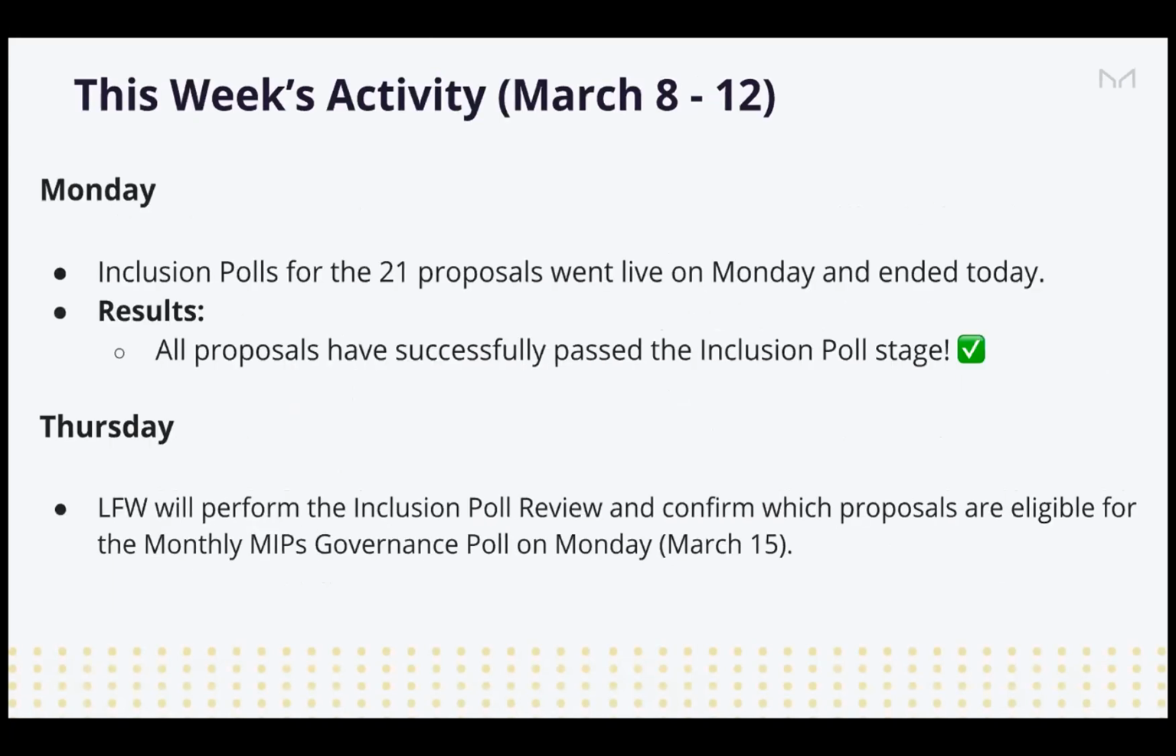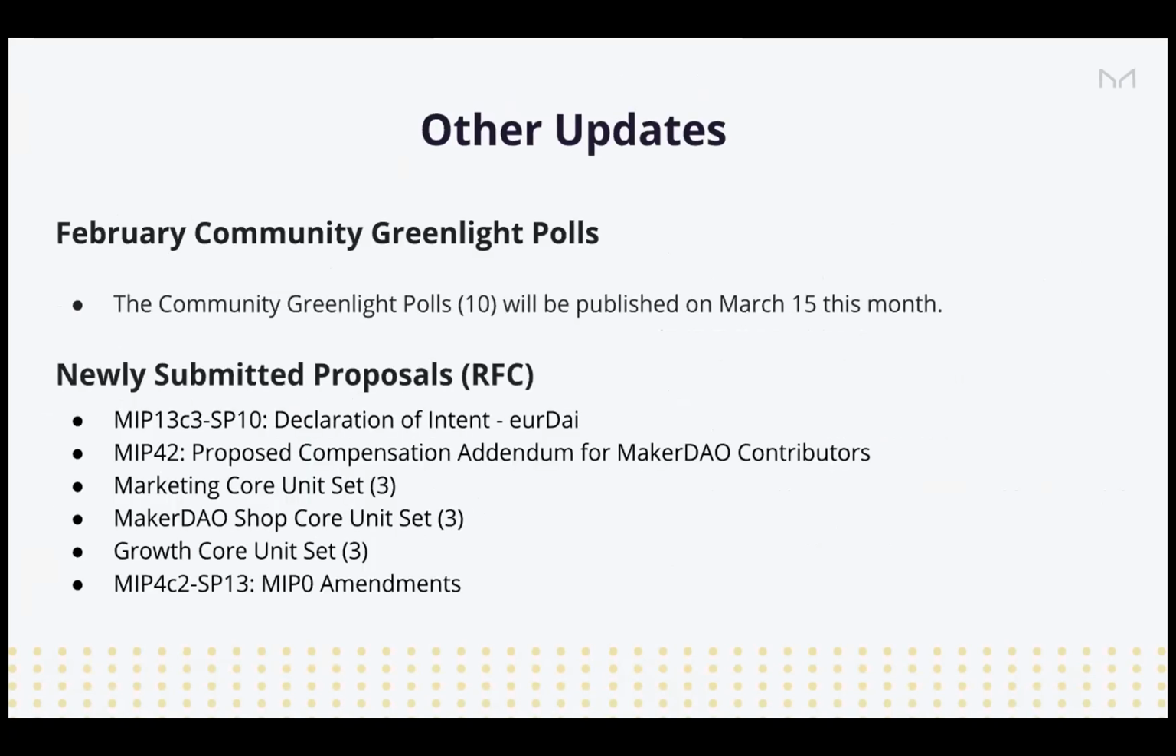So this week we had those 21 proposals get voted on in inclusion polls, and the result was really great. All the proposals were successfully passed. So today we're going to have Long for Wisdom confirm that all the proposals are eligible for next week's monthly MIPS governance poll on Monday. In terms of other updates, the March community greenlight polls will go out next Monday, March 15th. And I'll show briefly after the newly submitted proposal review which greenlight polls that will be.